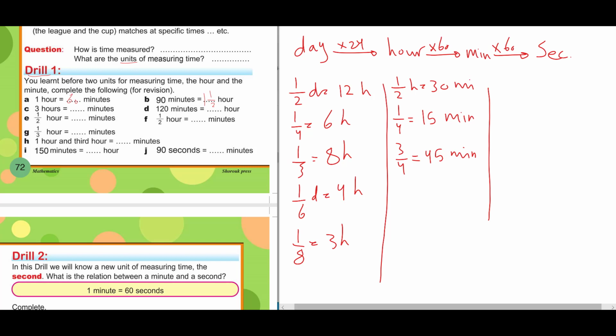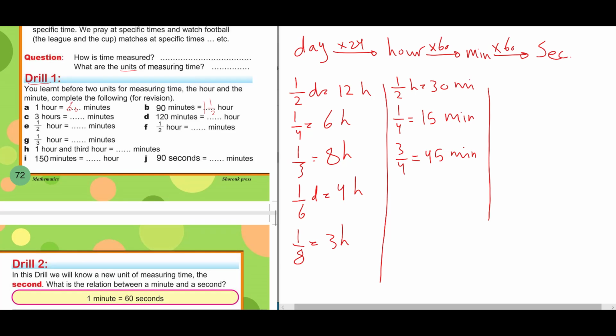Letter C, 3 hours equals how many minutes? Hours is a larger unit. To convert it to a smaller unit, you have to multiply by 60. 3 times 60 equals 180. 120 minutes equals how many hours? Smaller unit to larger unit, you have to divide by what? Divide by 60. 120 divided by 60 equals 2 hours. Half hour equals how many minutes? Equals 30 minutes.